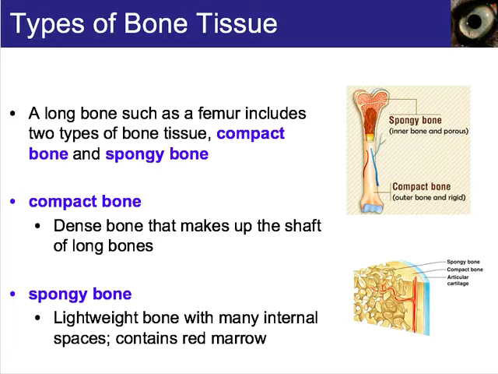A long bone, such as a femur, includes two types of bone tissue. You have compact bone and spongy bone. The compact bone is the hard part of the bone. That's the dense bone that makes up the shaft of the long bone. So if you were to give your dog a bone, the hard part would be the compact bone. However, if you were to cut that bone in half, you would find some lightweight bone with internal spaces that contains marrow, and that's called spongy bone, and that's the inside of the bone.